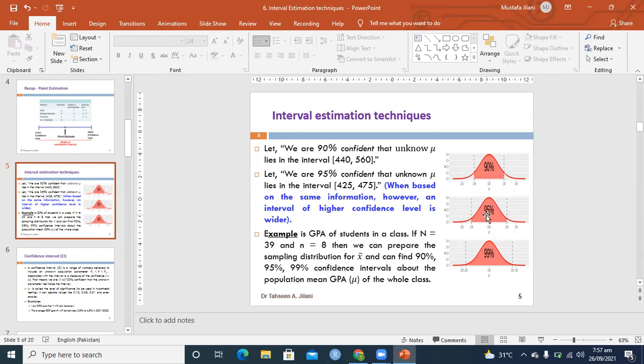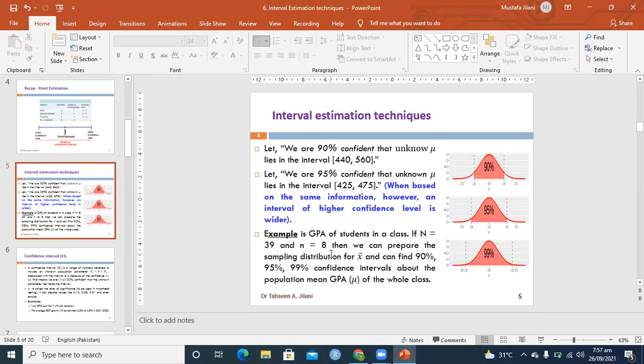Similarly, if I am 95% assured, then 2.5% on the left and 2.5% on the right; the leftover region shows that my parameter is below the lower limit or above the upper limit. But if I increase to 99% or 99.9%, there will be very, very small regions left on the left hand side and right hand side as well.